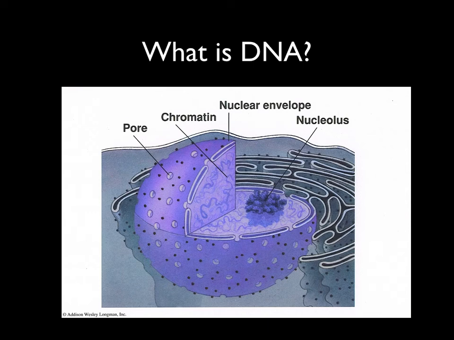Now remember, in this particular figure, DNA is in the form of chromatin, highlighted with the red arrow. Remember we said that chromatin is a very thin, thread-like form of DNA. And as you look at the figure, you can see lots of dark purple strands, each of which represents a molecule of DNA.